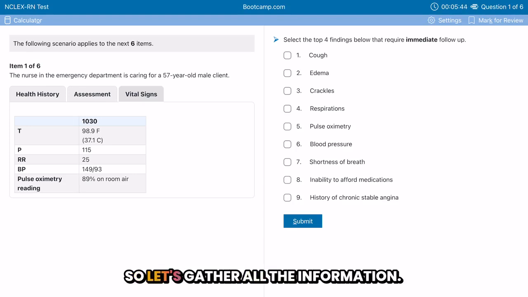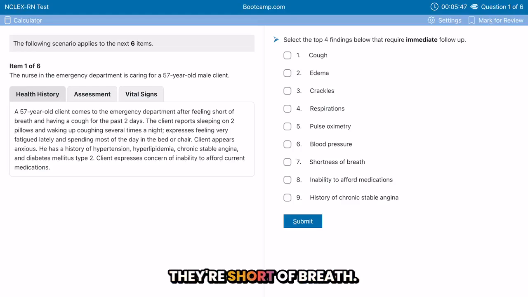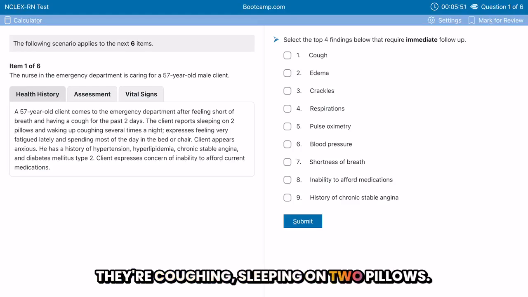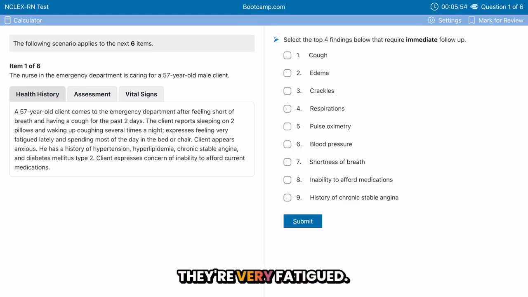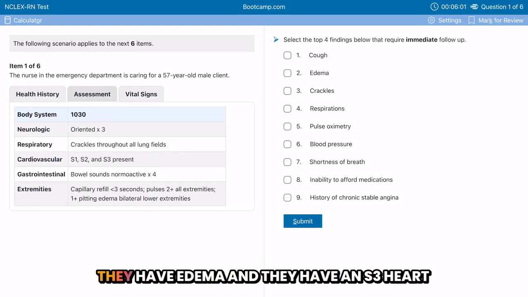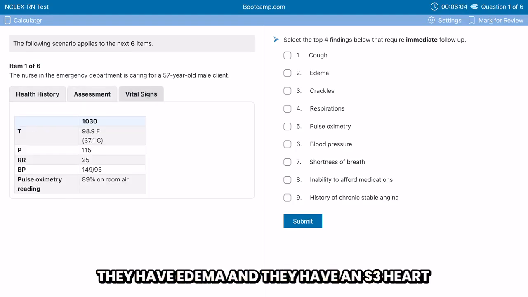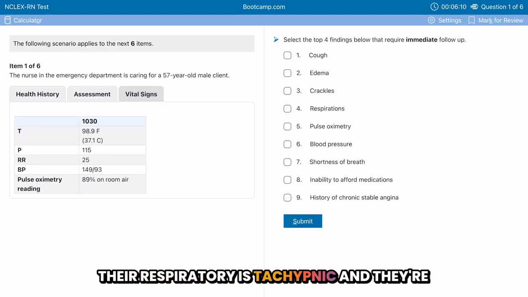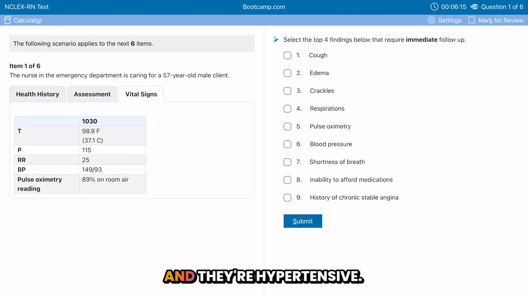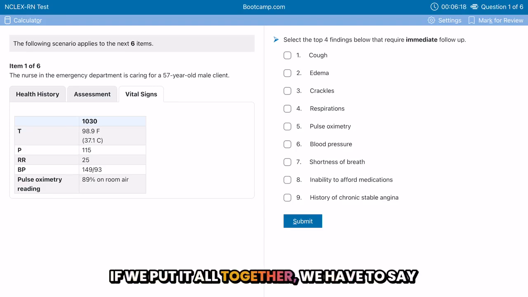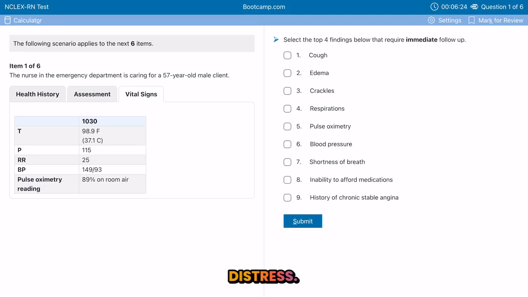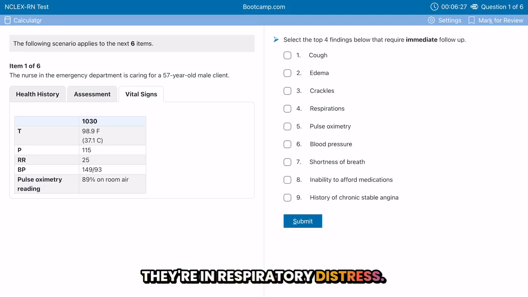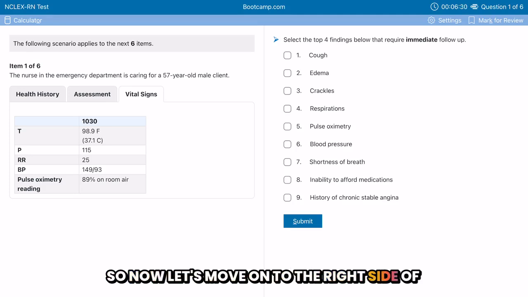Okay, so let's gather all the information. Short of breath, they're coughing, sleeping on 2 pillows, they can't lay flat. They're very fatigued. They're not active. They have crackles in their lungs, they have edema, and they have an S3 heart tone. Their pulse is tachycardic, their respiratory rate is tachypneic, and they're hypoxic and hypertensive. If we put it all together, we have to say that these are all signs of respiratory distress, right? They're in respiratory distress.